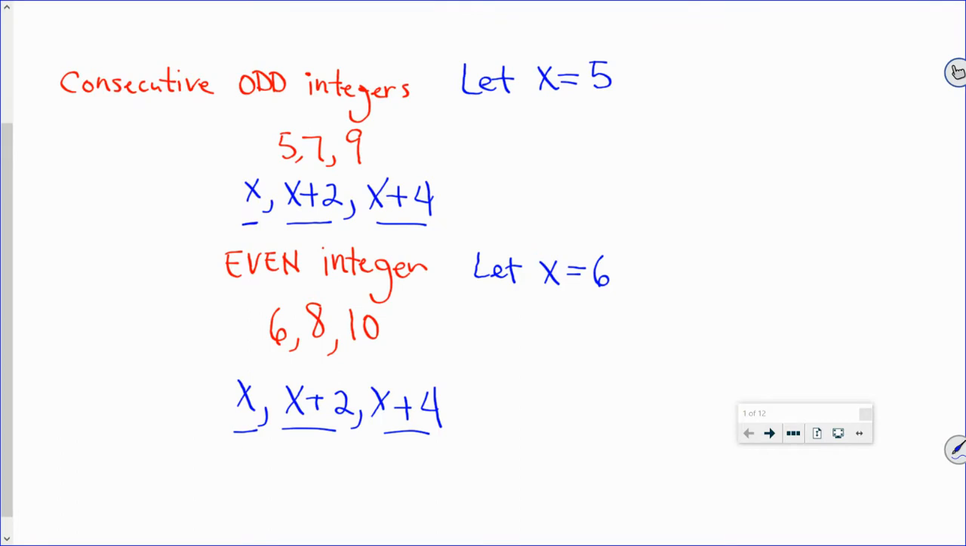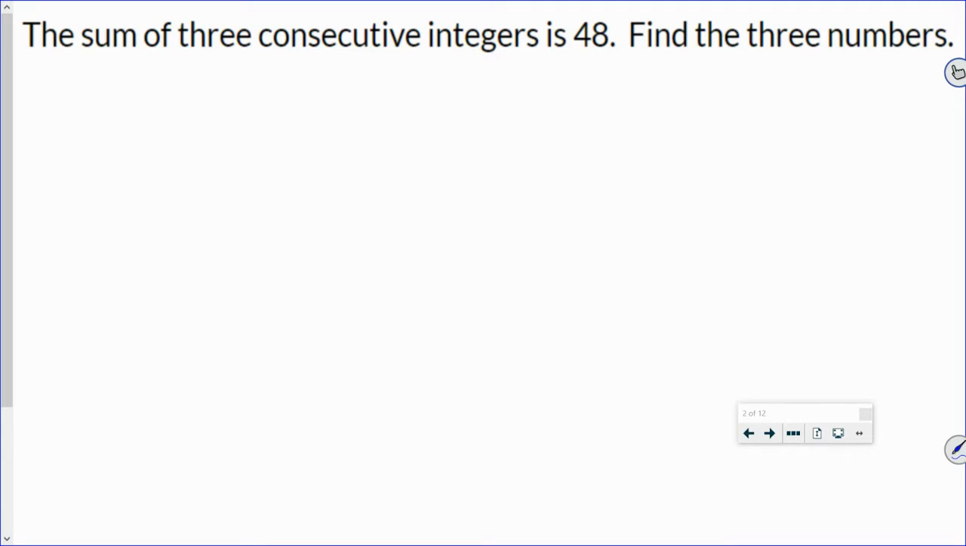So let's see what that looks like in a word problem. The sum of 3 consecutive integers, that's integers that follow one after another, is 48. So there's some key words there. First key word I see is sum. It means if I add 3 consecutive integers, then that sum typically always means equals, is 48. So if I add 3 consecutive integers, the answer is going to be 48.